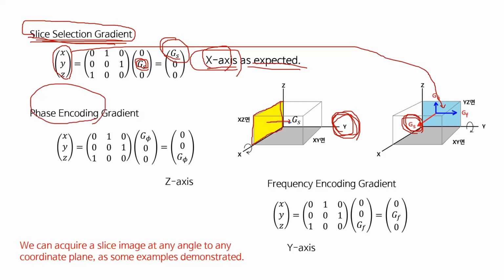Phase encoding gradient in the old coordinate system is in the XY plane. So in the old coordinate system, let's choose the x-axis as the phase encoding gradient. Then we can get the phase encoding gradient in the new coordinate system. That's the z direction. Okay. Frequency encoding gradient in the old coordinate system is the y direction, and in the new coordinate system, the y direction. So that's the direction.